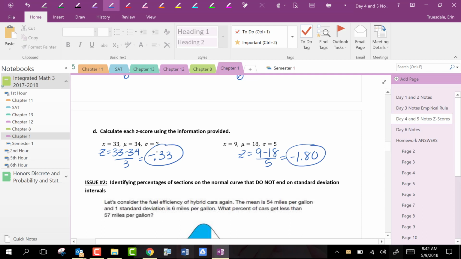Okay, check your answers up here. Negative 0.33 and negative 1.80. Did we get those? Any questions on calculating those?